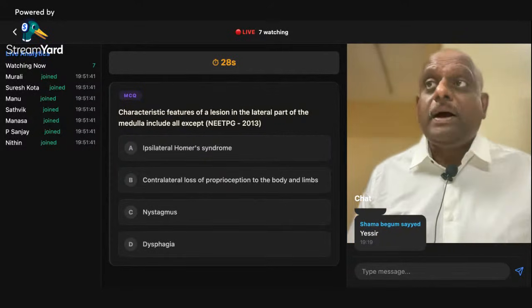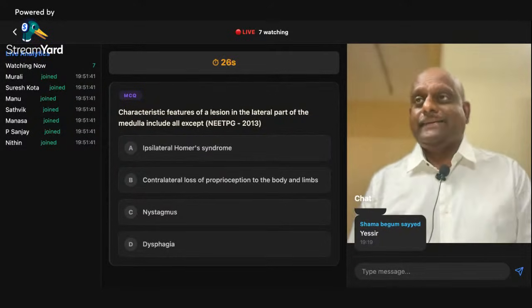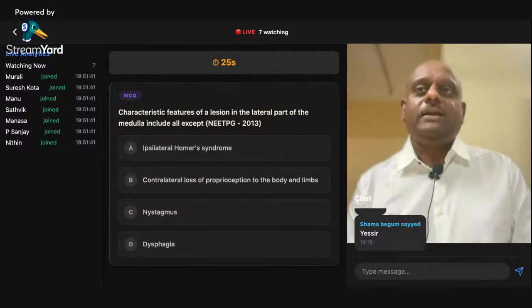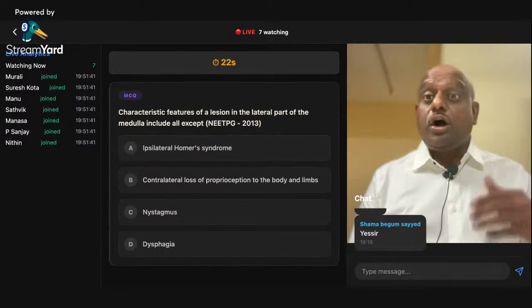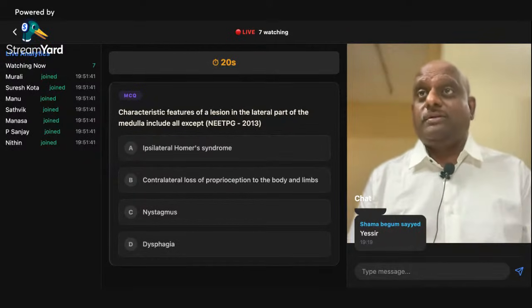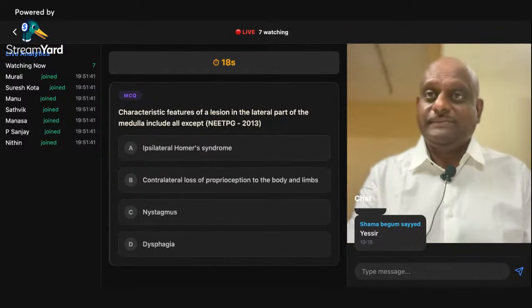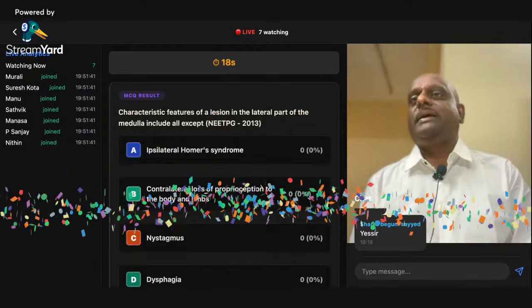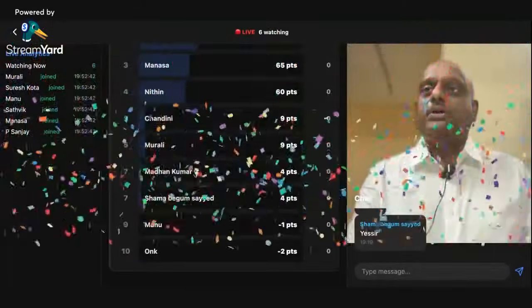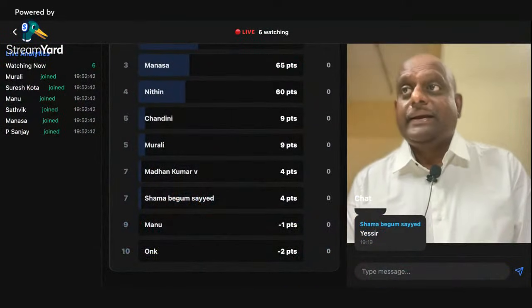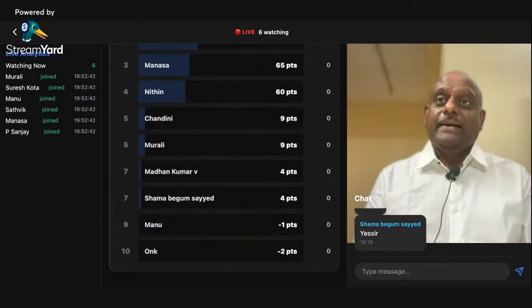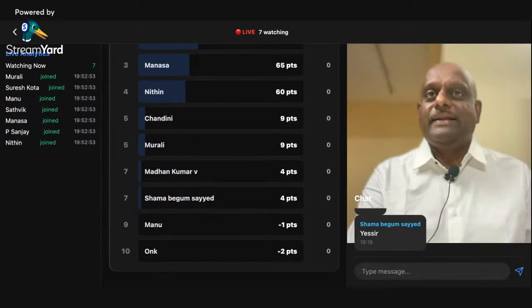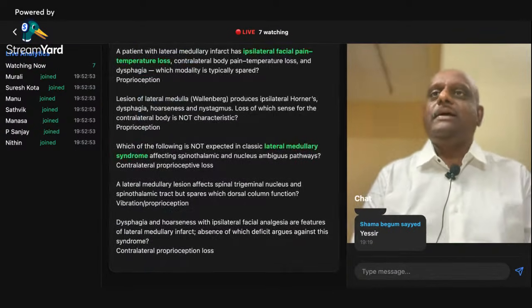Now, whenever the lateral part of the medulla is involved, lateral medullary syndrome of Wallenberg, what are all the things that will come, just as we have discussed before, doctor? So you should know: ipsilateral Horner, nystagmus, dysphagia. These are all the things that need to be remembered.